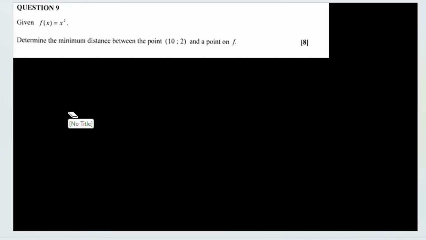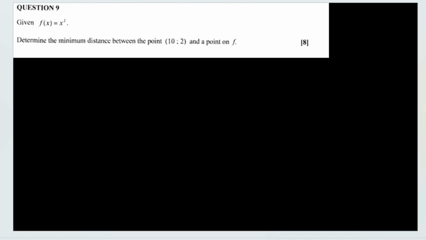Provided that you are given something like this, very interesting. Given f(x) = x squared, determine the minimum distance between the point where the x coordinate is 10 and the y coordinate is 2, and a point on f. So now let us start this question or problem altogether.